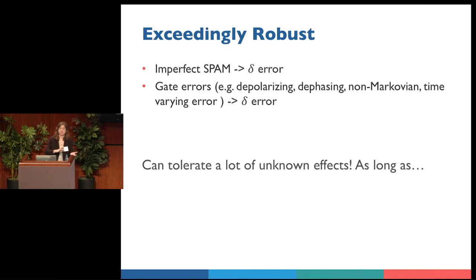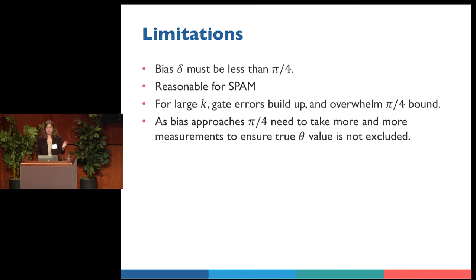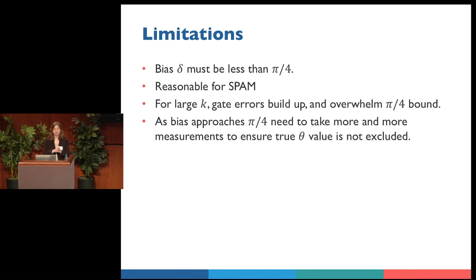But of course, this is assuming that bias does not become catastrophic. And so what does it mean to have a catastrophic bias? Basically, the bias must be less than pi over 4, which is actually quite large. That's a pretty huge bias. And that's definitely reasonable for SPAM. For some of those other sources of bias that I mentioned, like non-Markovian errors, dephasing errors, depolarizing errors, those types of errors, as you apply longer and longer sequences, the bias tends to increase with the length of the sequence. So in that case, you would expect that if you have a very long sequence, things get so messed up that you're no longer in this nice regime.